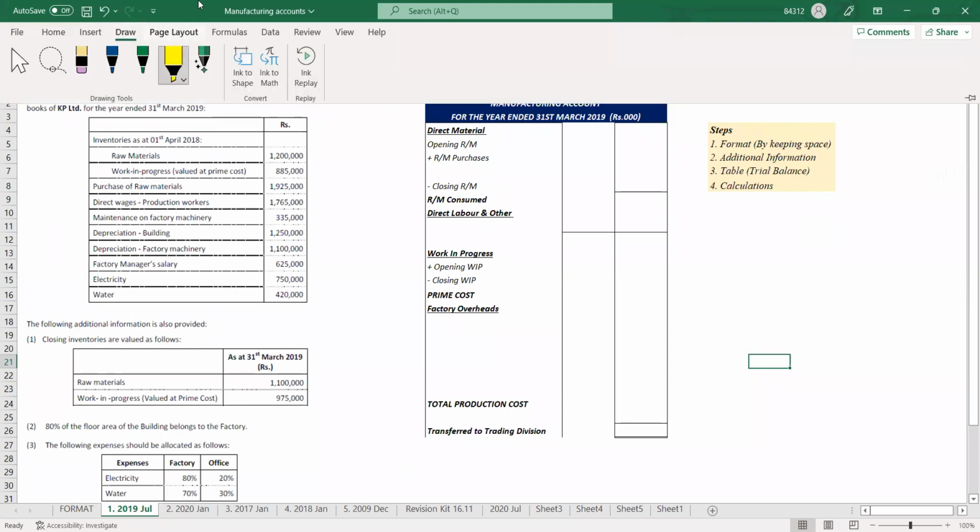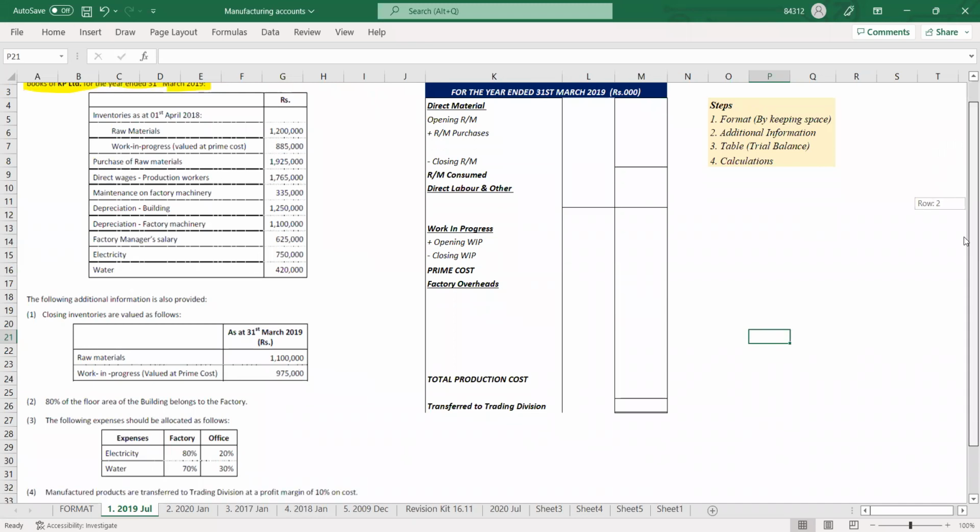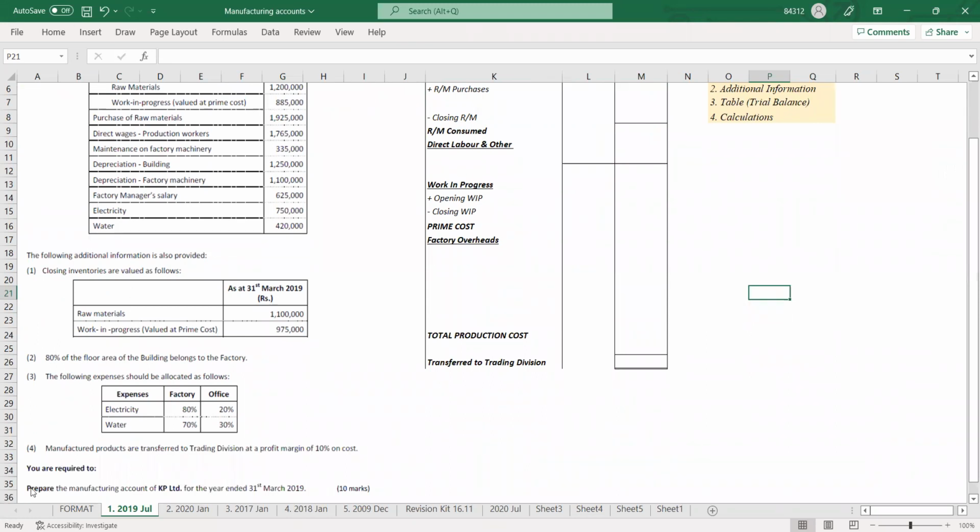KP Limited is a manufacturer of plastic products, and the following information was extracted from the books of KP Limited for the year ended 31st March 2019. Okay, so the requirement is to prepare the manufacturing account of KP Limited. Right, this is a 10 marks question.